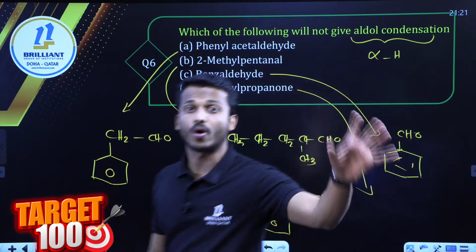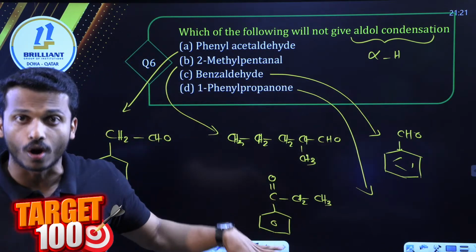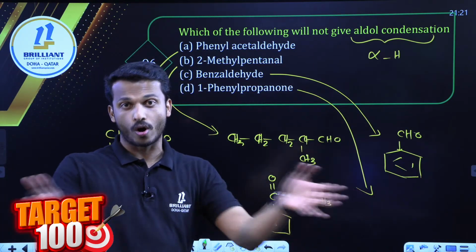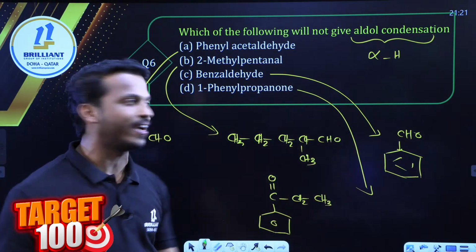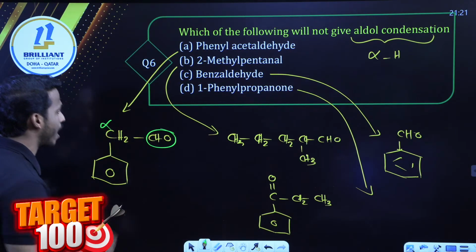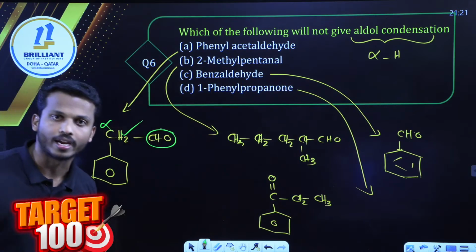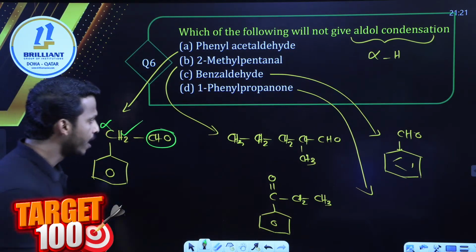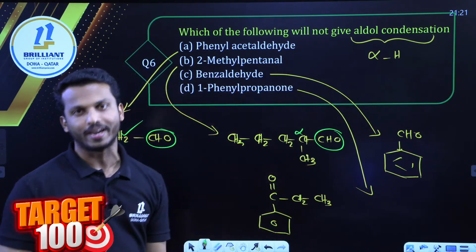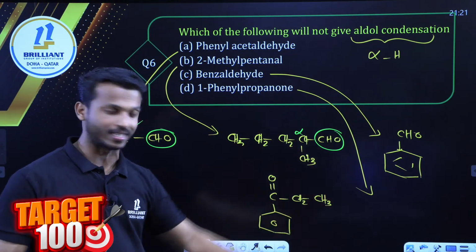Aldol condensation is only given by the aldehyde or ketone which contain alpha hydrogen. So they are asking which one does not contain an alpha hydrogen. Dear all, this is the main functional group. This is the alpha carbon. Yes, it contains alpha hydrogen, so it will give the test. And this is the aldehyde, this is the alpha carbon. Yes, it contains 1 hydrogen. Alpha hydrogen is there. It will give the test.